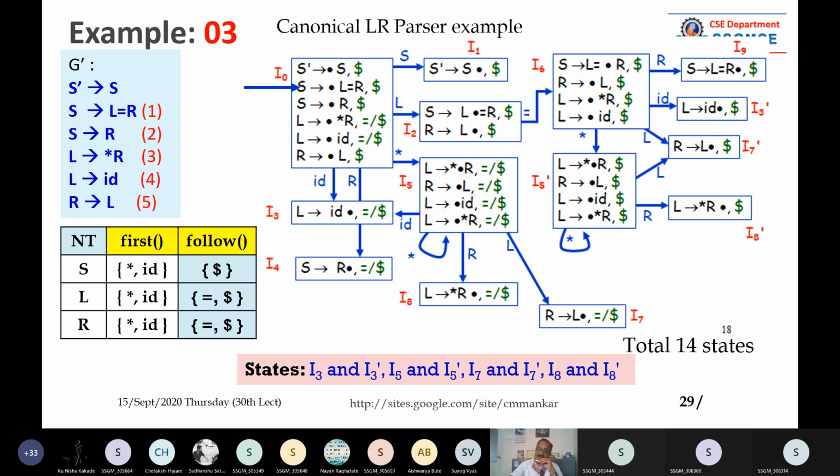If you do it in detail, it will take 3 or 4 pages simply. So you can refer to previous PDFs, whatever I have circulated on your WhatsApp. You can use the same logic here.